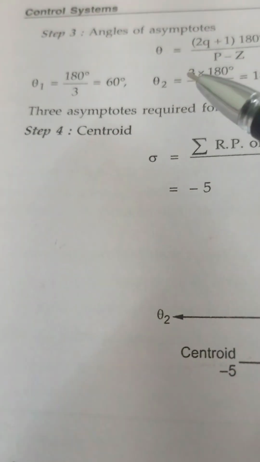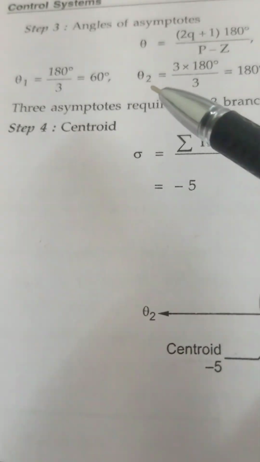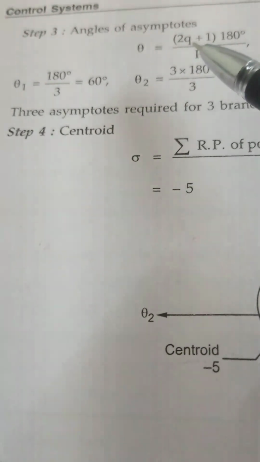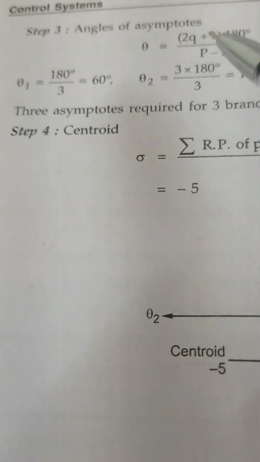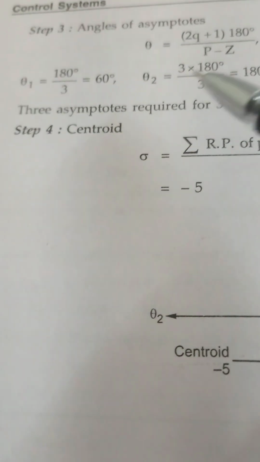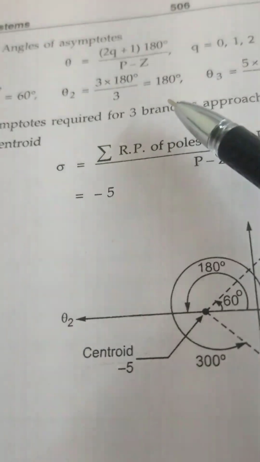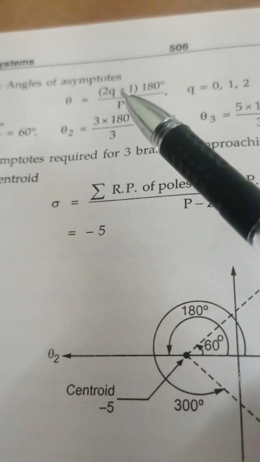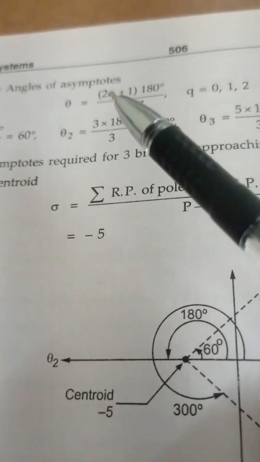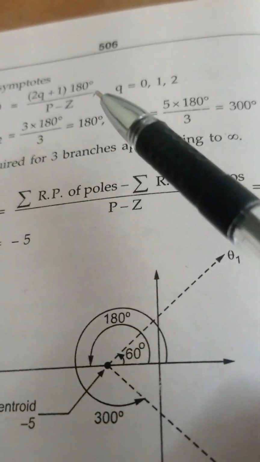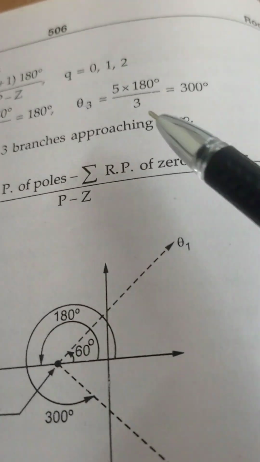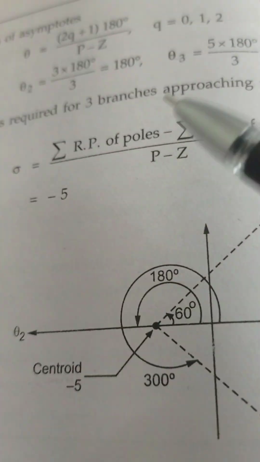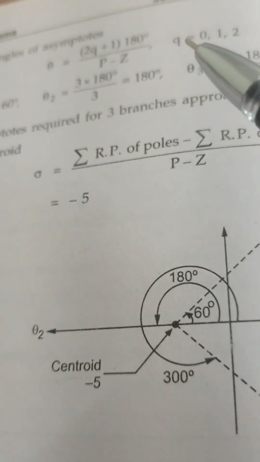We'll find one more angle of asymptotes by replacing the value of q as 1. Therefore 1 into 2, 2 plus 1, 3, 3 into 180 degrees divided by 3; the 3s cancel, therefore it is 180 degrees. Then theta 3: place q equal to 2, 2 into 2, 4, 4 plus 1, 5, 5 into 180 divided by 3. From this we get theta 3 as 300 degrees. Therefore, we have 3 asymptotes at these angles.